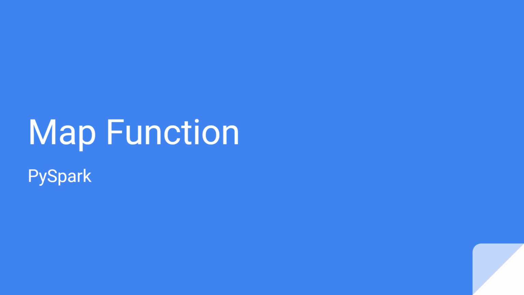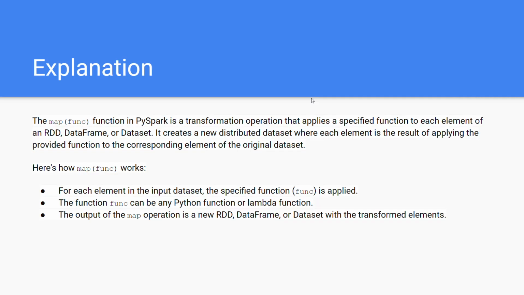So in this tutorial I will teach you about the map function in PySpark, what is its use and how to use it. Let's move to the definition. The map function in PySpark is a transformation operation.